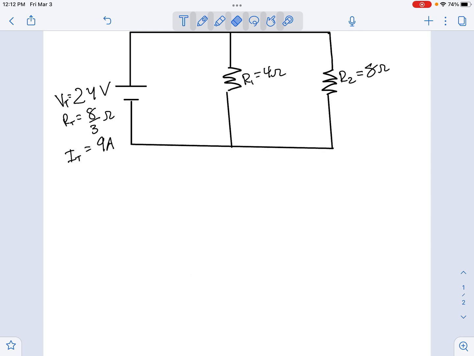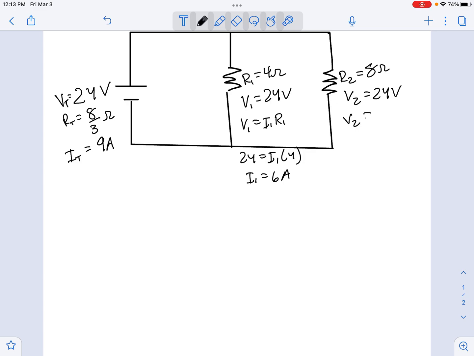Now, voltage stays the same everywhere, so V1 is equal to 24 volts, and V2 is equal to 24 volts. So then you have V1 is equal to I1 R1. So you have 24 is equal to I1 times 4. Divide both sides by 4, you get I1 is equal to 6 amps.